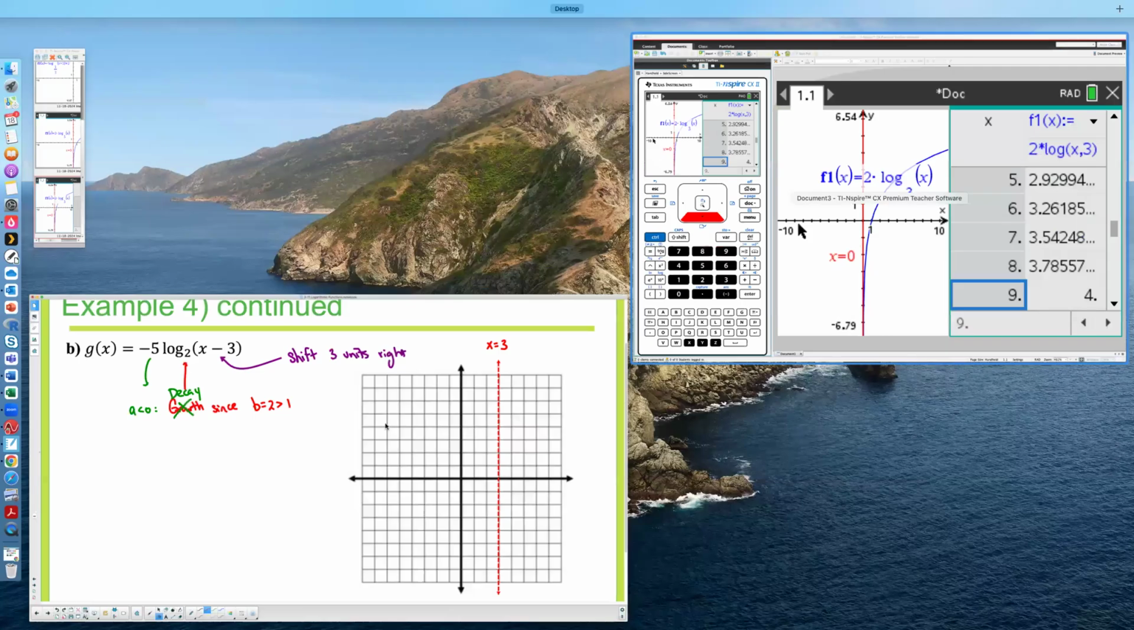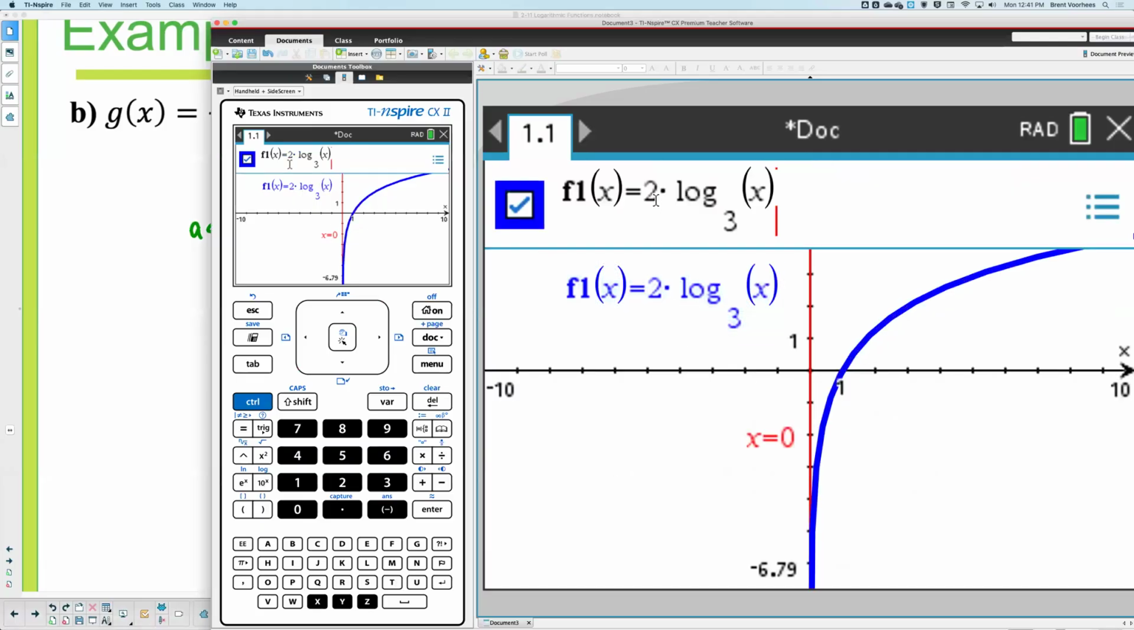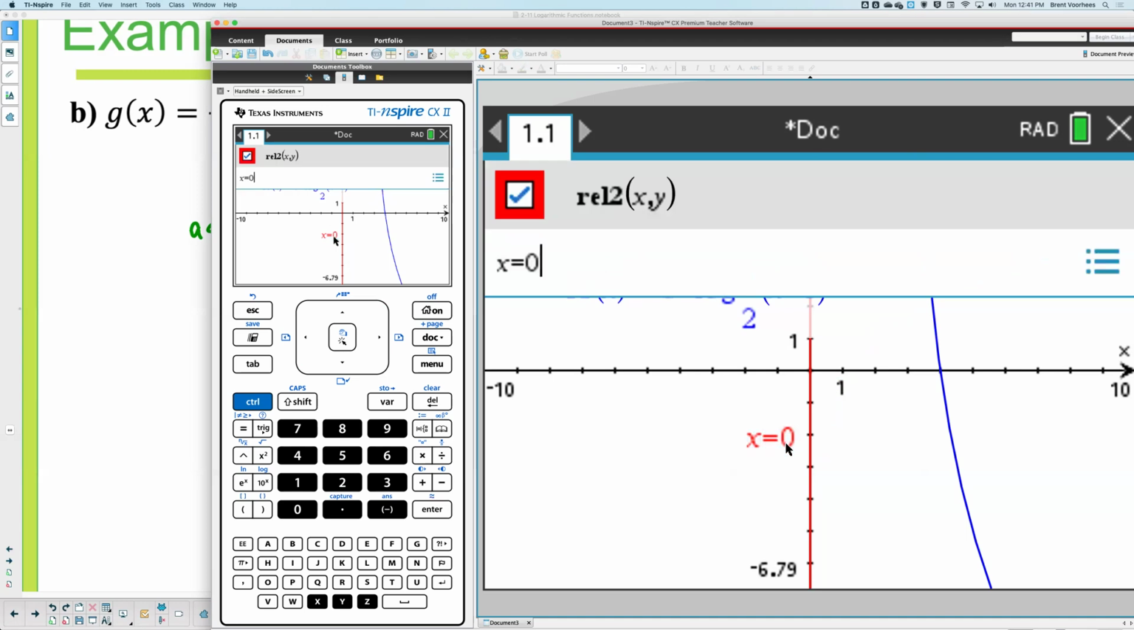Okay, so let me take this away. We'll get the table in a second. Our equation is, what's the negative number in the front? Negative 5. Log was our base at 2. And then it was x minus 3. That part I remember. And I'm going to change my asymptote from 0 to a 3.